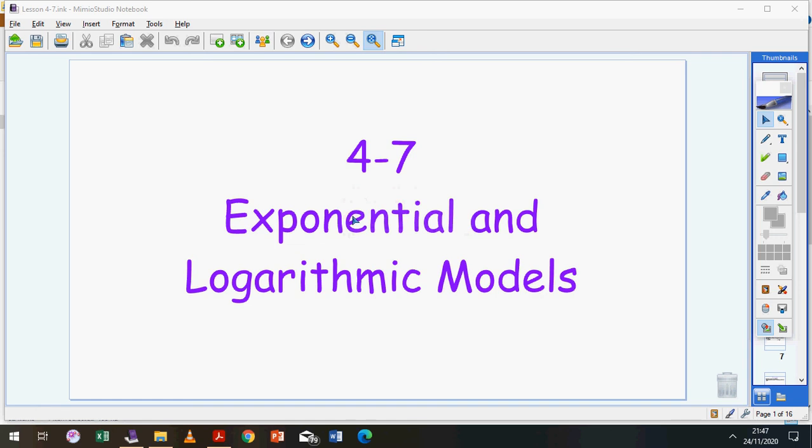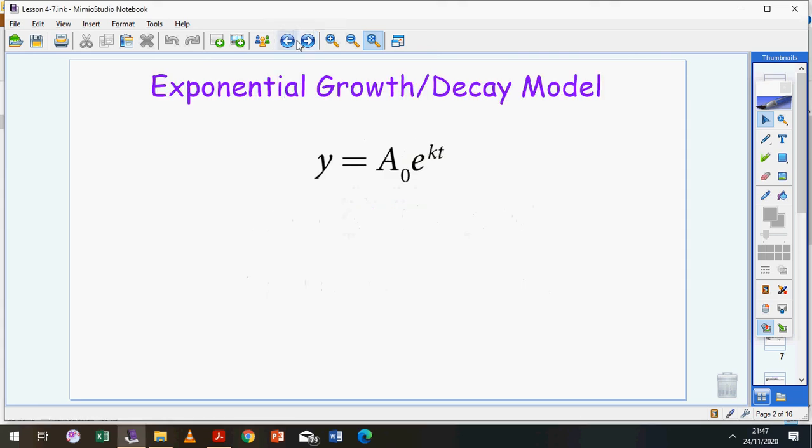Good morning, guys. Today we'll talk about exponential and logarithmic models. The very first one that we'll talk about is a growth or decay model.